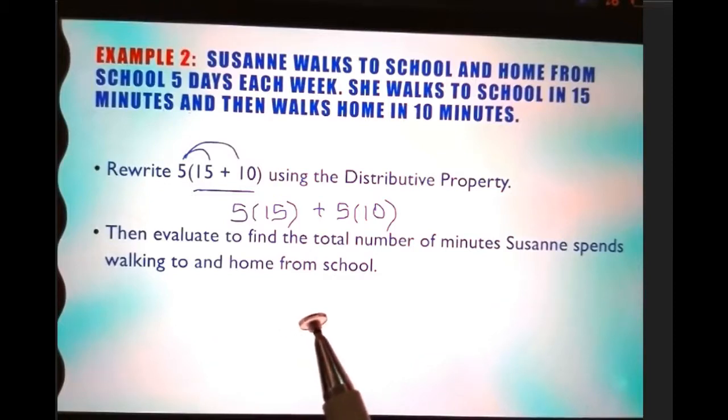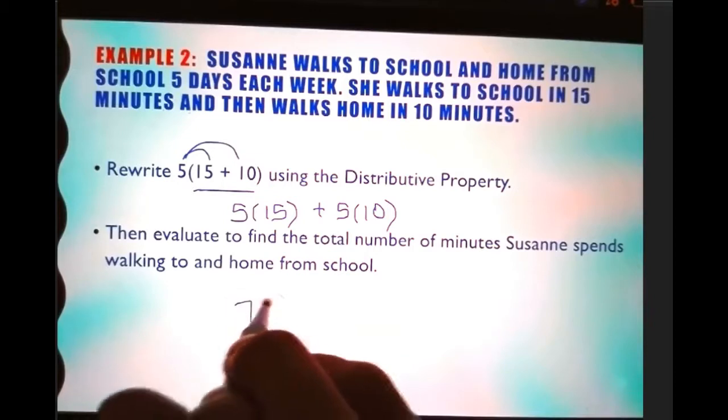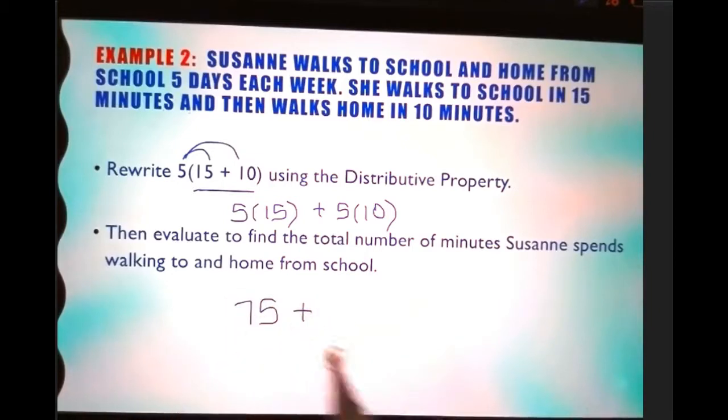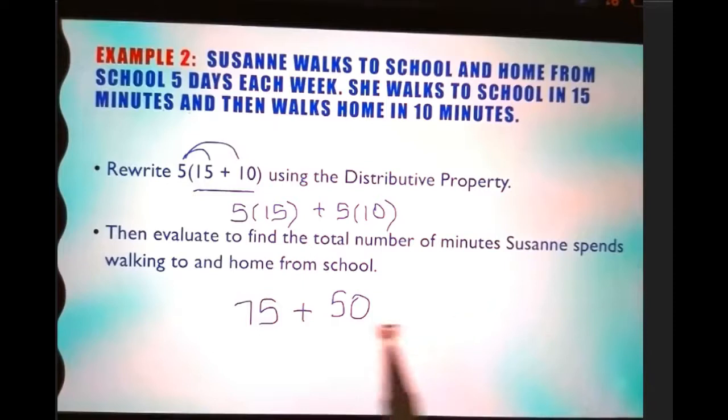Nobody? What's 5 times 15? Go ahead. 75. Perfect. So she takes 75 minutes each week to walk to school. Luke, how many minutes does it take her to walk home each week? Yep, 50. Or 5 times 10. So how many minutes does she spend walking in all? Sierra? Perfect.